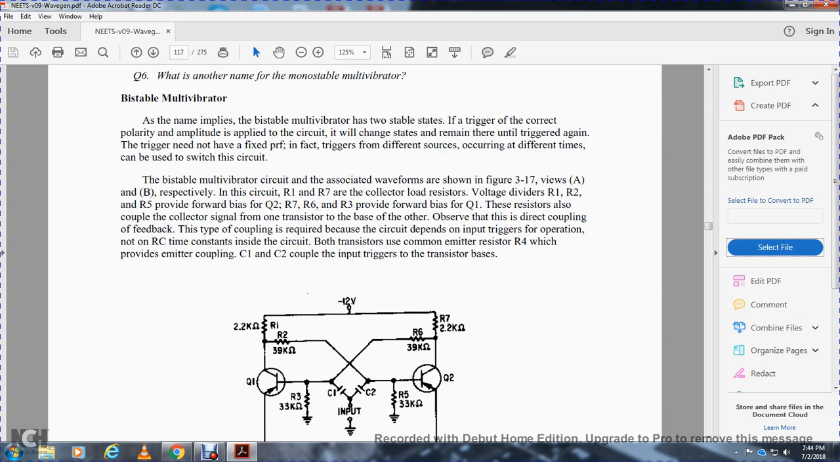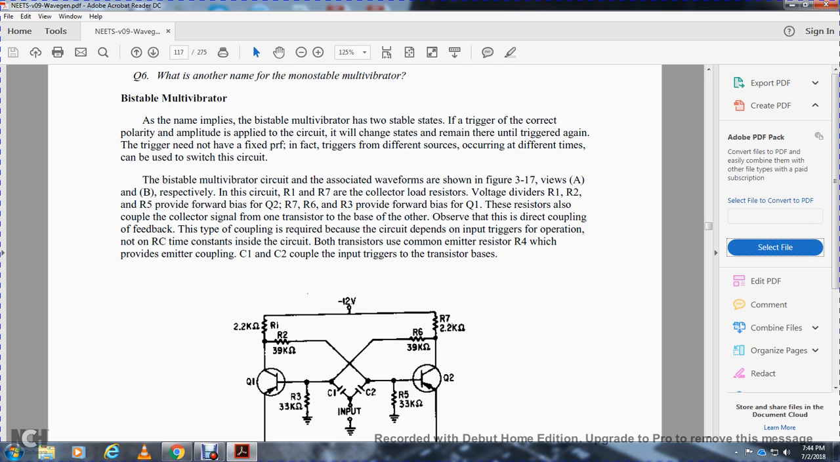The bistable multivibrator circuit and its associated waveforms are shown in figure 3-17, views A and B respectively. In the circuit, resistors 1 and 7 are the collector load resistors. Resistor voltage dividers 1, 2, and 5 provide forward bias of transistor 2, and resistors 7, 6, and 3 provide forward bias of transistor 1. The resistors also couple the collector signal of one transistor to the base of the other. Observe the direct coupling with feedback.